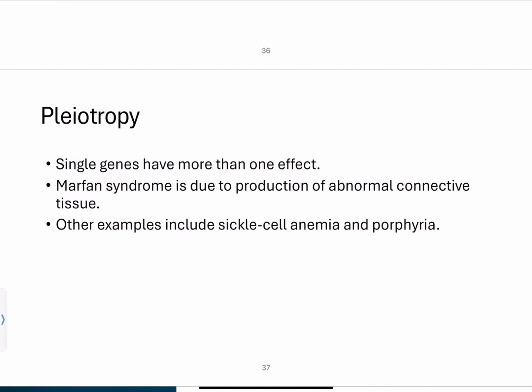Another example is going to be porphyria, and this is actually a group of disorders that's due to enzyme defects in the heme biosynthesis pathway. So the effects are variable, and they can range from photosensitivity to neurological problems to abdominal pain and even mental disturbances.